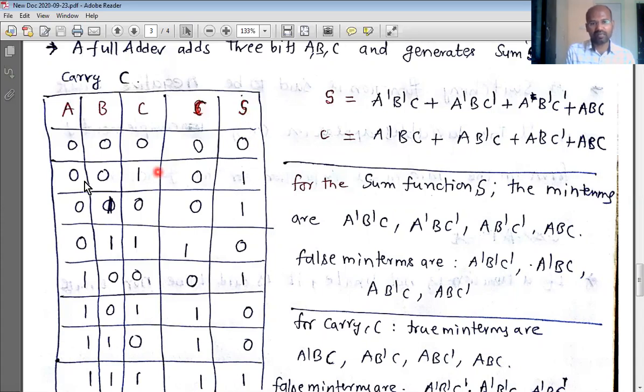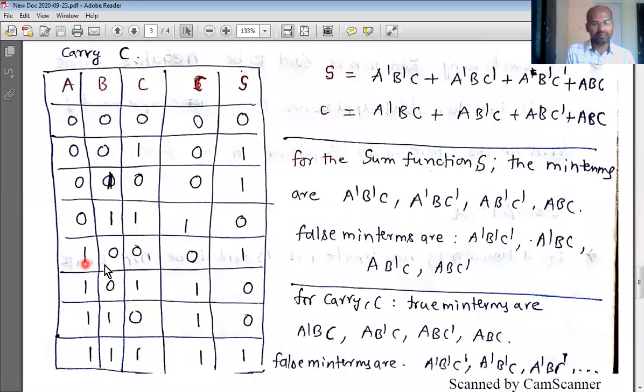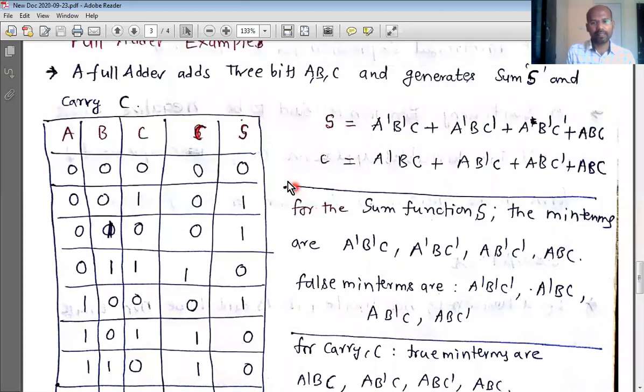We have to look for the combinations for which the sum is 1. A0, B0, C1 gives us a sum of 1. A0, B1, C0 gives us a sum of 1. A1, B0, C0 gives us a sum of 1. A1, B1, C1 gives us a sum of 1. For these 4 combinations, the sum is 1. For other combinations, the sum is 0. So we consider only these combinations, and these are the combinations used to write down the expression for sum.